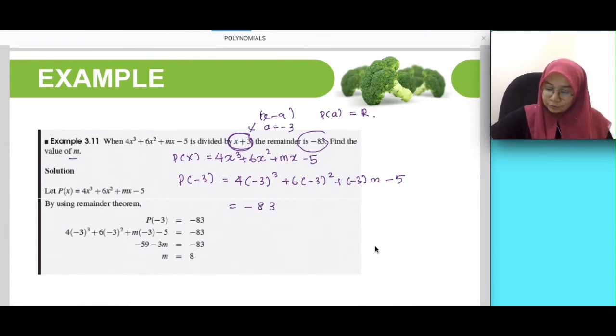Okay, and then you substitute all and simplify it. You will get m is equal to 8. Okay, you can check if it's correct or not. You just substitute m equals 8 and then you put negative 3. You will get negative 83.